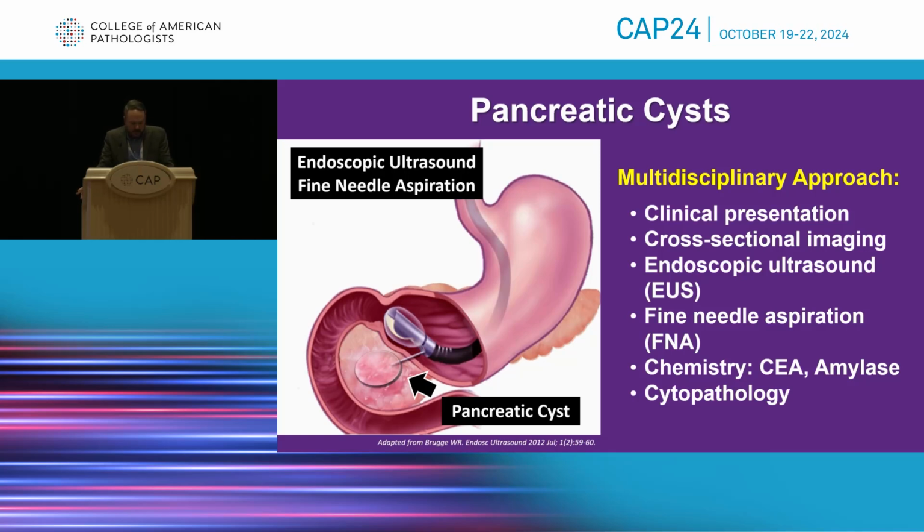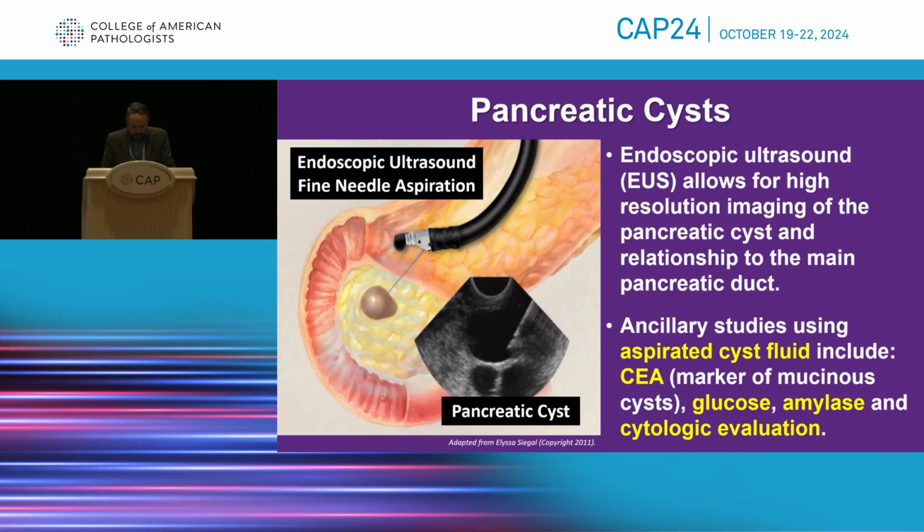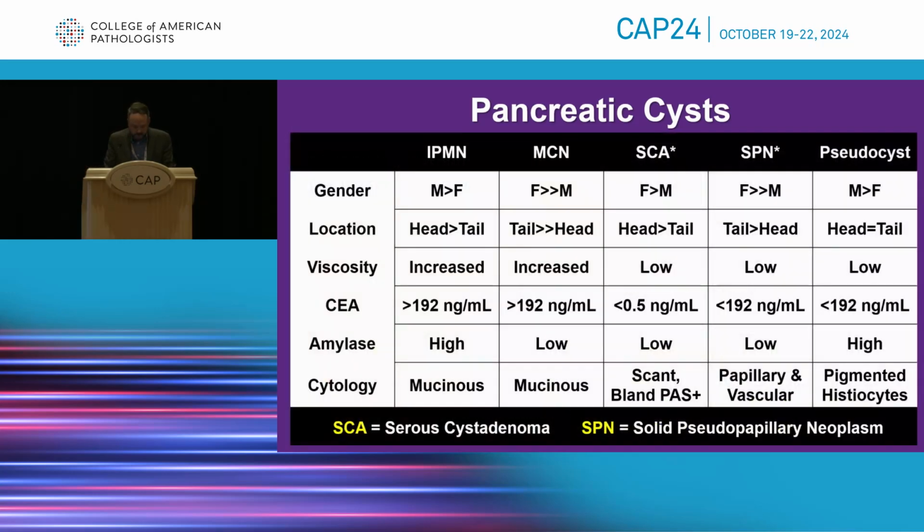But it's really just recently that it's not just, okay, the patient has a pancreatic lesion, now we can actually sample it through EUS and get material out of it. So EUS allows for high-resolution imaging of the pancreatic cyst and tells us whether there's a relationship to the pancreatic duct, which can also provide information. And as I mentioned, for ancillary studies from the cyst fluid, we can do a chemistry for CEA, glucose, and amylase, and also do cytologic evaluation. This talks about some of the more clinical aspects, the location of the cyst, the gender of the patient, to suggest what type of cyst we may be dealing with.